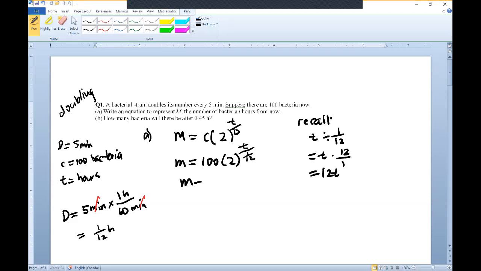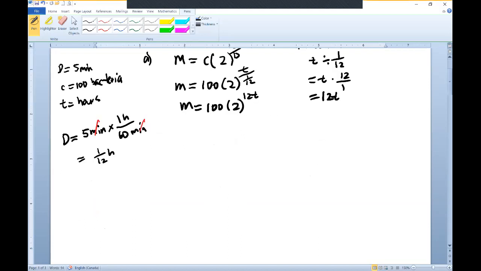So for question A, this is the answer that we're looking for. One more time, it says for question A, write an equation to represent M, the number of bacteria, T hours from now. So now that we have the equation, question B is really easy, because for question B, we're going to let T equal 0.45 hours.